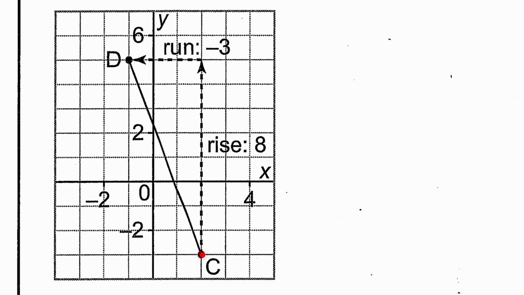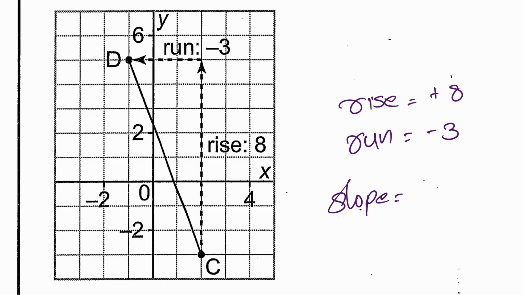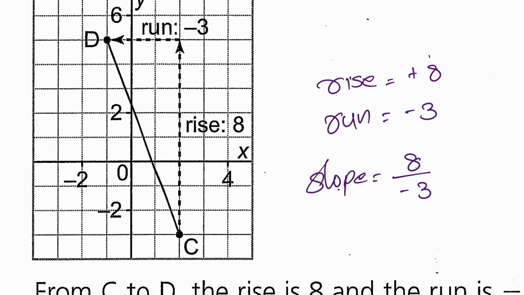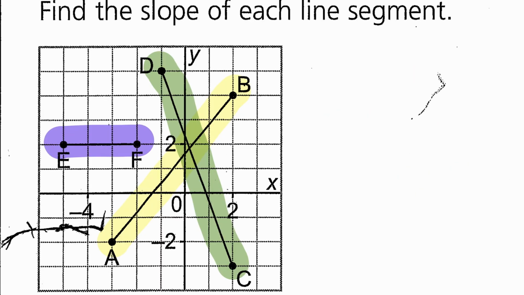So starting from here, going up almost 8 units. So rise is positive 8. Run 1, 2, 3. Run is negative 3. Therefore slope equal positive 8 divided by negative 3. This can also be written as negative 8 over 3. Both are mathematically correct. And the last segment EF, you can see there is no rise.